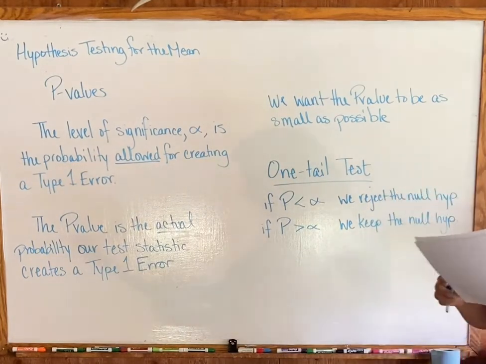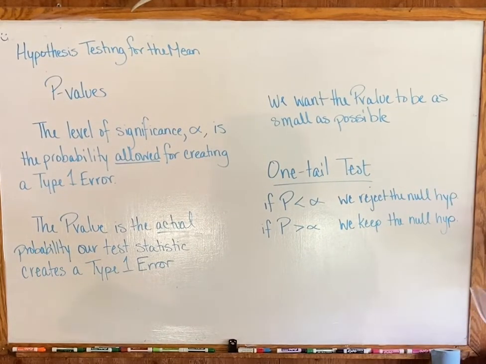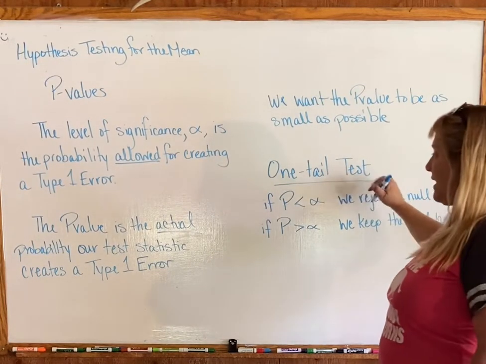So it all focuses on that null hypothesis. Now remember, we want p to be as small as possible, and if it is as small as we can get it, then we can reject the null hypothesis. If it can't get small enough, we have to keep the null hypothesis.